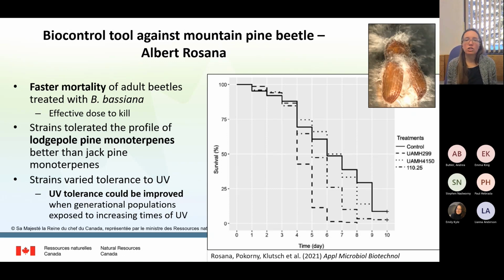And finally, he found that strains varied in their tolerance to UV. Importantly, he could essentially improve UV tolerance using generational populations exposed to increasing times of UV. This is really important because when you go to deploy this, say, spray Beauveria bassiana on a tree, or put Beauveria bassiana into a trap that traps beetles that then go out and disseminate, they're going to be in contact with UV, and if UV kills the fungus, then it's not a very effective biocontrol.